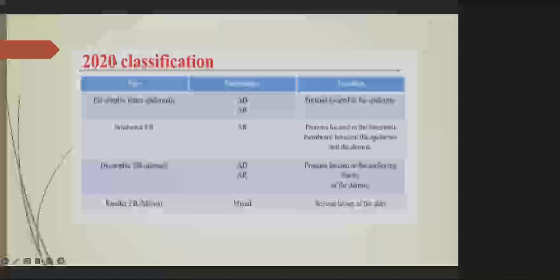So the 2022 classification of epidermolysis bullosa: there are four types. The simplex is when the epidermal proteins are affected. Junctional EB is when the proteins around the basement membrane are affected. Dystrophic is when the dermal proteins are affected, and mixed is when several layers are affected.